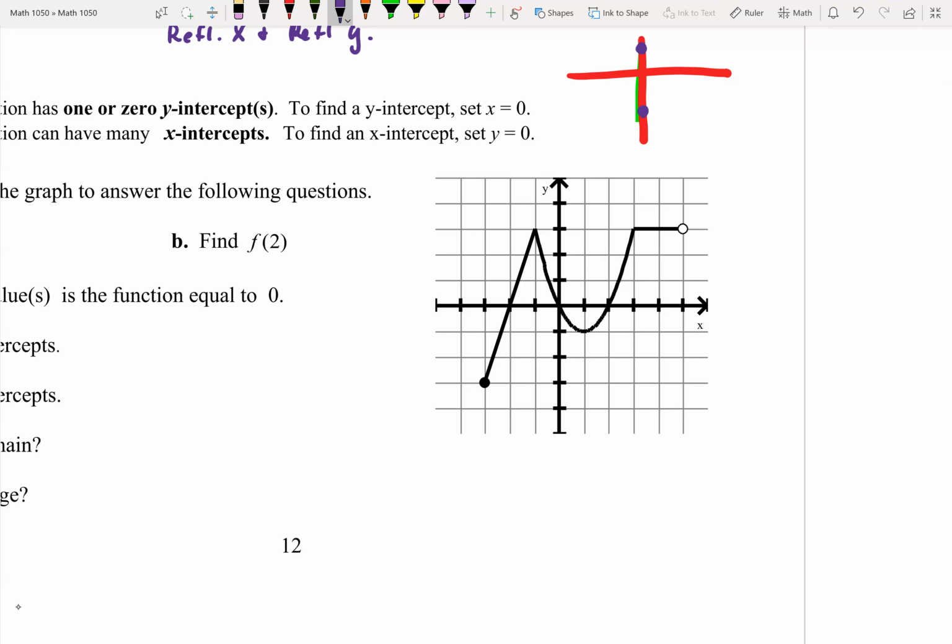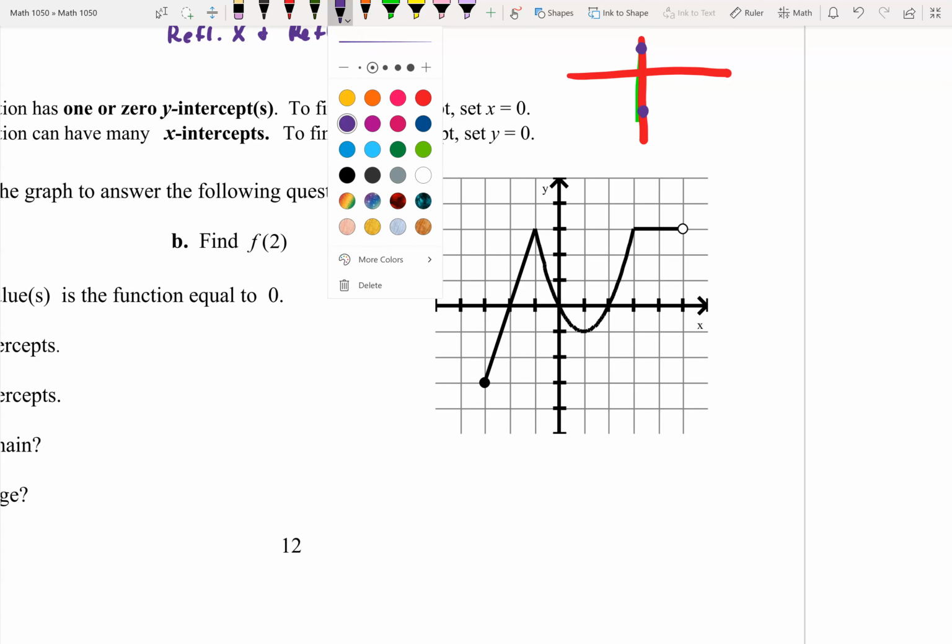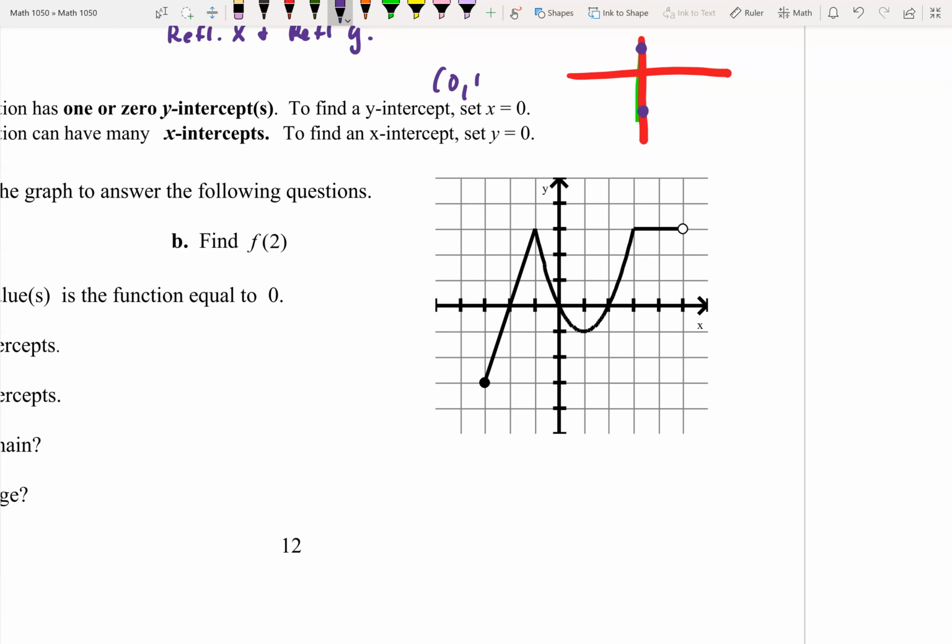Okay? To find a y-intercept, you're going to let x be a 0, okay? Everybody go 0, comma, some number. That's what a y-intercept looks like. You must write it as an ordered pair, okay?